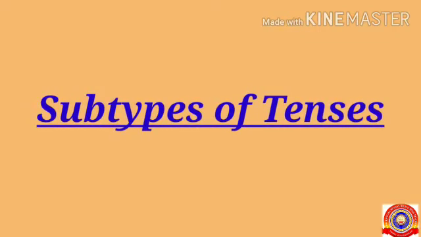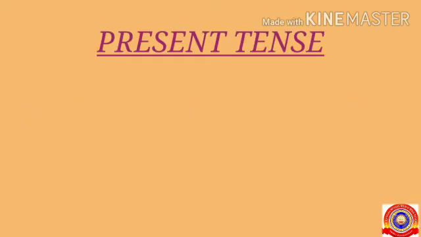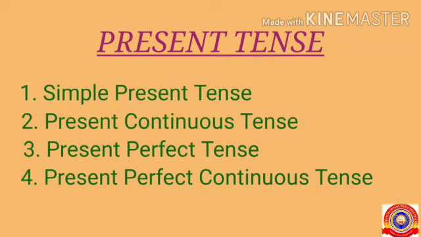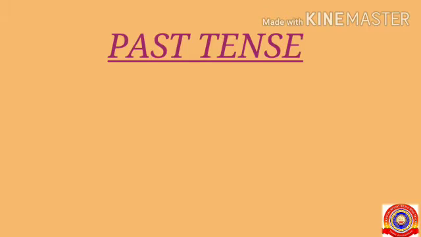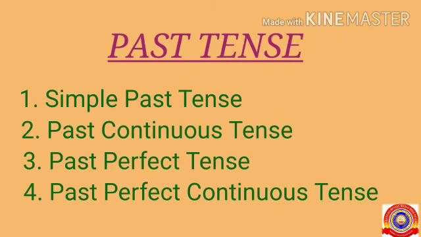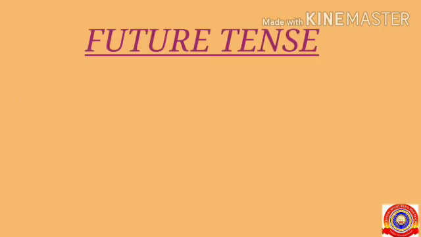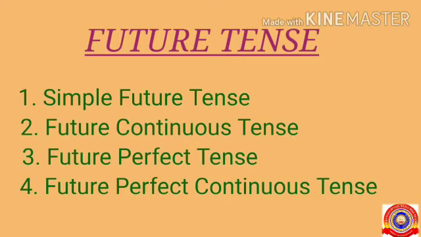Subtypes of tenses. Which are the subtypes of present tense? Simple present tense, present continuous tense, present perfect tense, and present perfect continuous tense. Now let's go to the subtypes of past tense. Simple past tense, past continuous tense, past perfect tense, and past perfect continuous tense. Which are the subtypes of future tense? Simple future tense, future continuous tense, future perfect tense, and future perfect continuous tense.